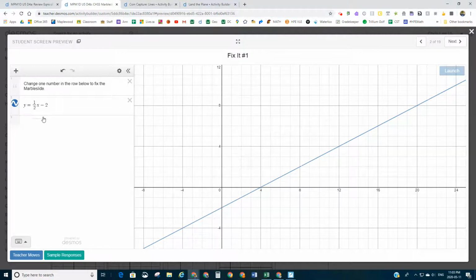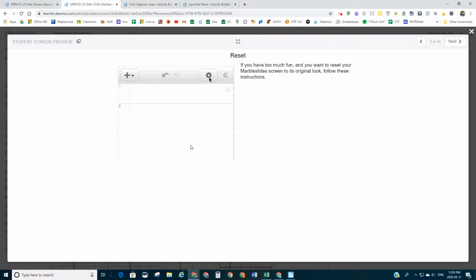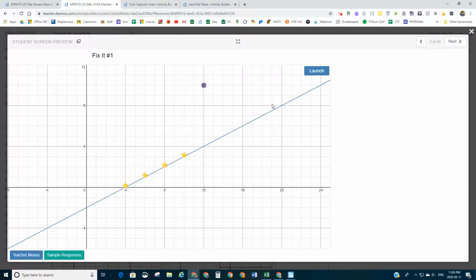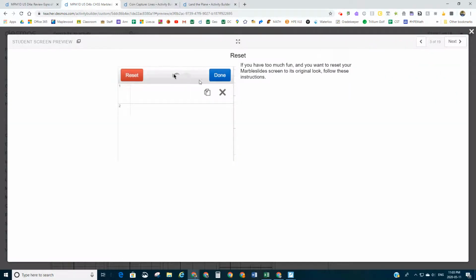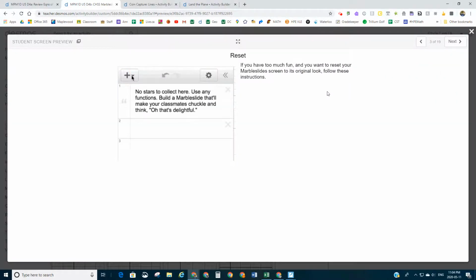All right, so that is going to be our objective in this, to adjust things. Here's a little thing. If you're fiddling around and you've tried all sorts of stuff and you mess things up, you can push reset. I don't have the reset button because I'm doing a preview mode, but yours will have a reset button and it'll allow you to fix it back to the original.